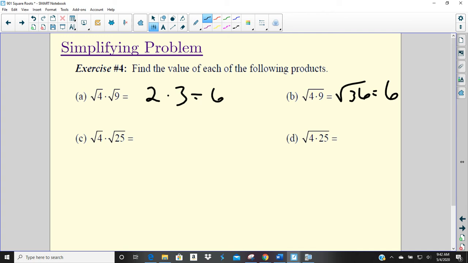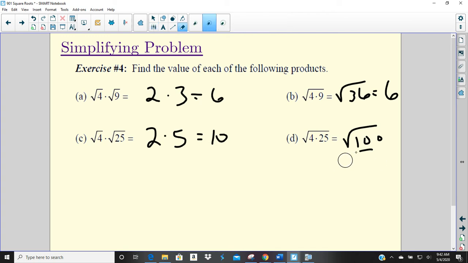How about the square root of 4, 2, times the square root of 25, 5. That equals 10. Let's see about the square root of 4 times 25. We do the math underneath first, which is square root of 100, which is 10. Oops, I don't want the square root. Sorry about that, which is just 10. So that's how you do those.